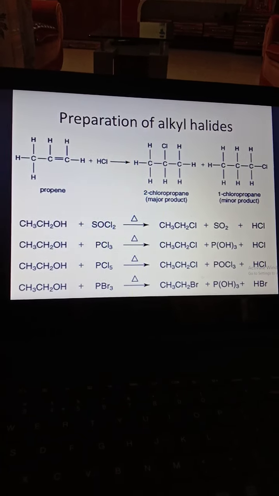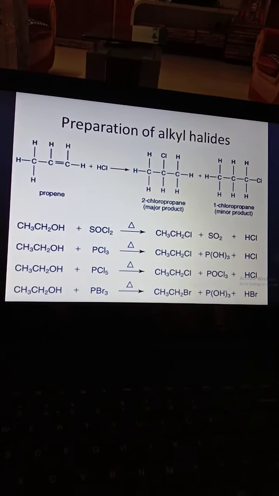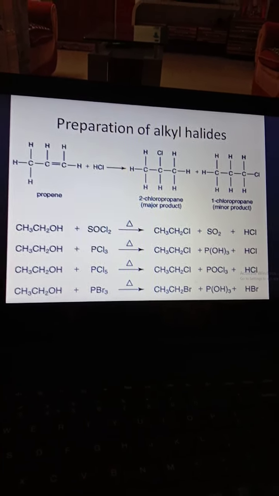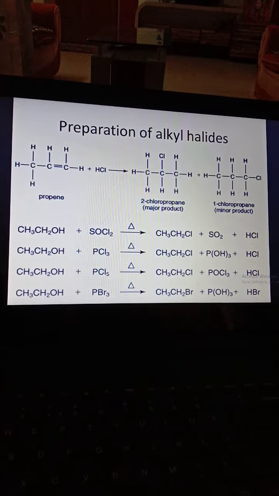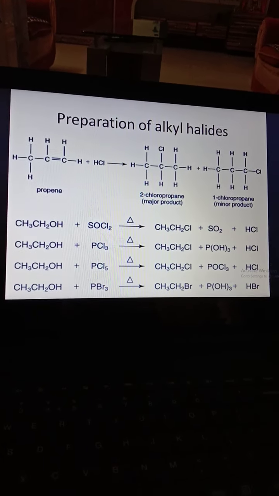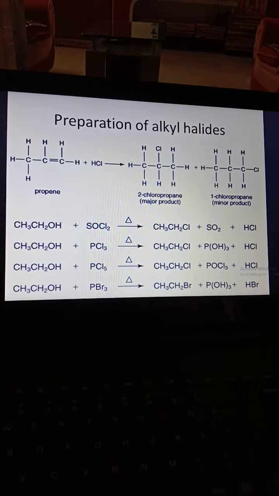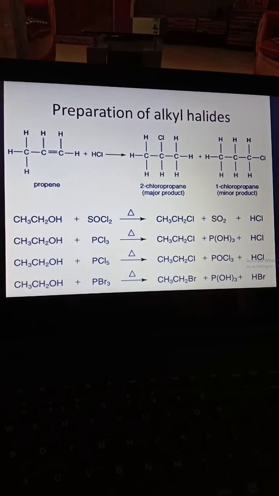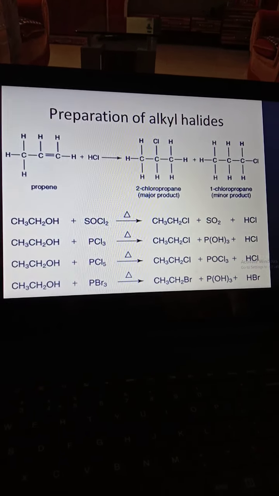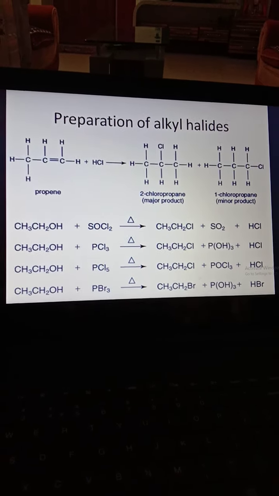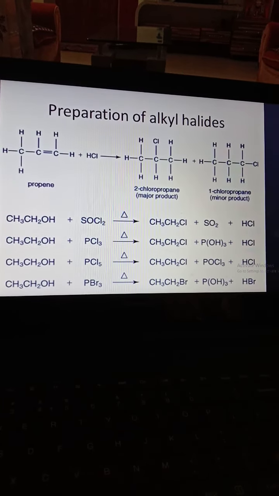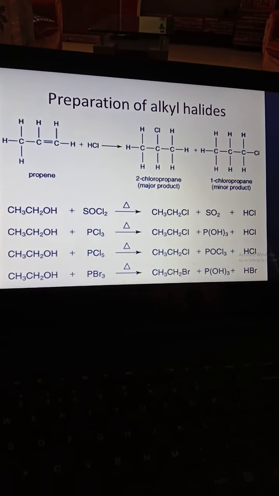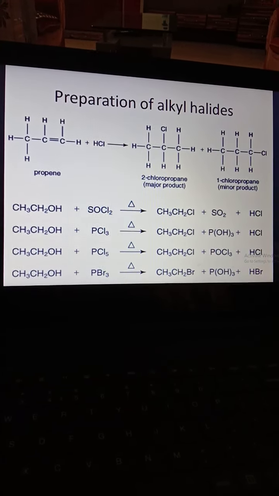How can alkyl halides be prepared? Alkyl halides can be prepared from alkenes. Alkene reacts with HX, hydrogen bonded with X halogen, for example, forming two products, major and minor products. Alcohols can also react with SOCl2, PCl3, PCl5, PBr3, forming alkyl halides.